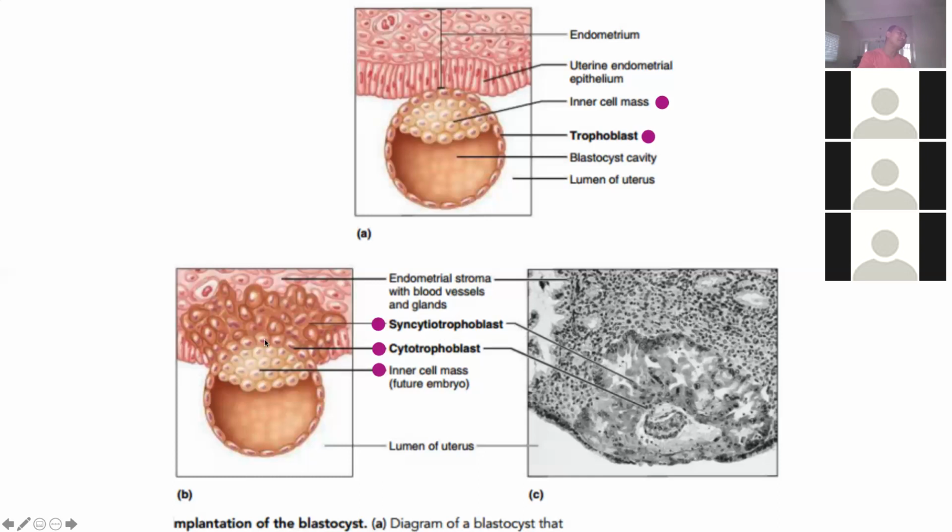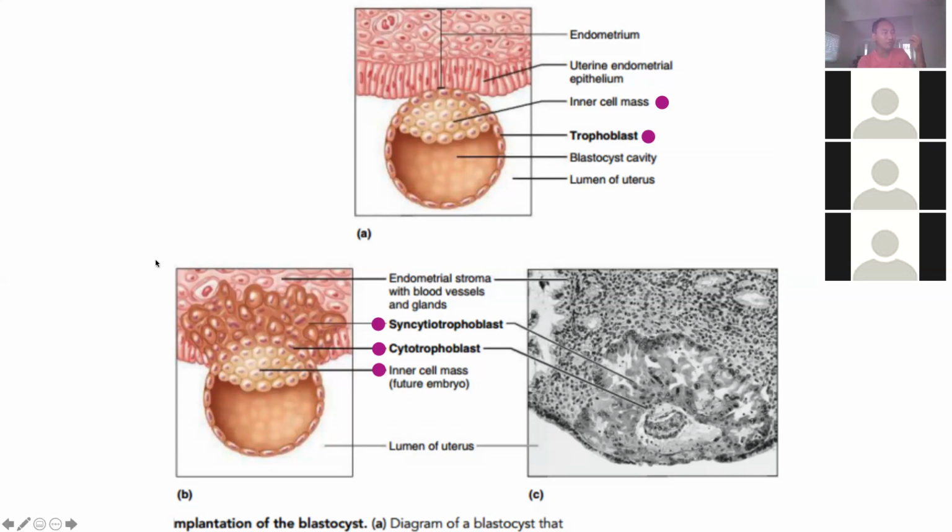And the remaining trophoblast, which is just covering the cell, is called the cytotrophoblast. Hey guys, now we have two types of trophoblast already by just trying to invade into the uterine endometrium. You can see here, when it is just attaching to the endometrium, it is just the trophoblast. But once it is invading into the endometrium, it is like a finger, trying to find a way into the uterine endometrium.